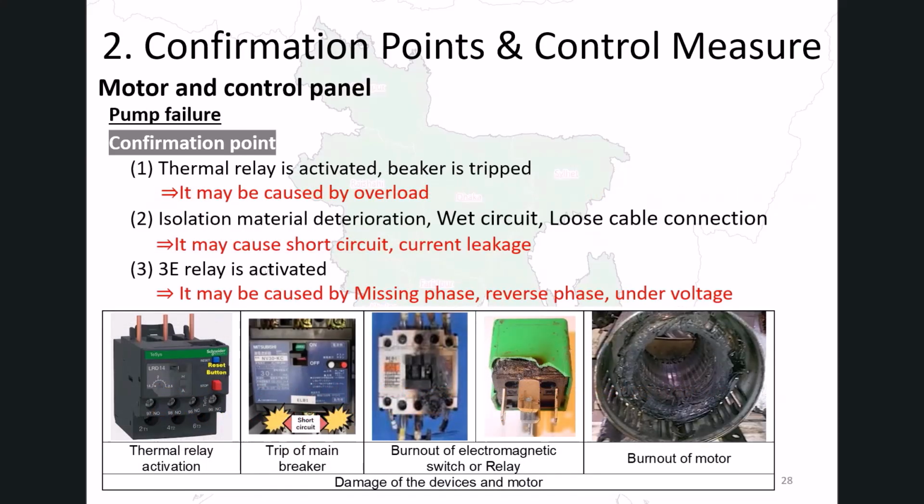When a pump fails, the first step is to identify what triggered the failure. There are 3 key confirmation points to check. The first confirmation point is thermal relay activation and breaker trip. If the thermal relay is activated or the main breaker is tripped, the most likely cause is overload. The motor is drawing more current than its rated value due to clogging, excessive friction, or abnormal operating conditions.